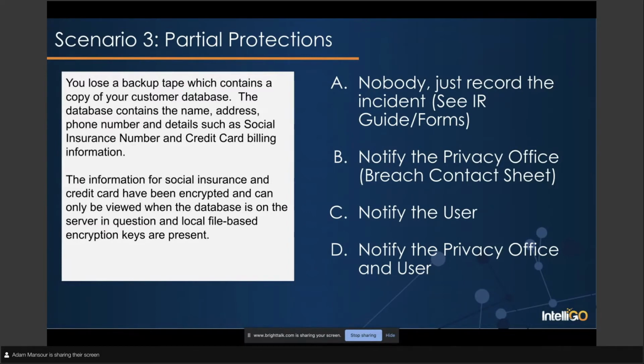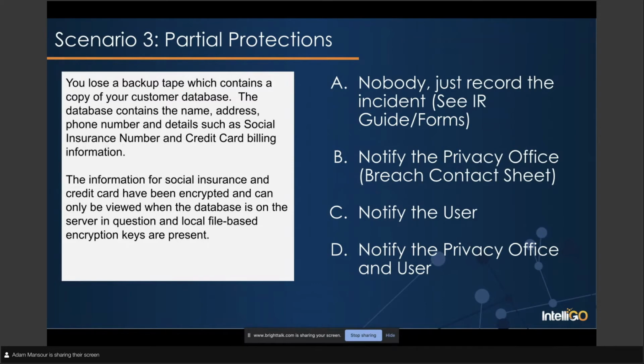What if you had a database with customer information on it, such as names, addresses, phone numbers, and you also had social insurance and credit card billing information in that database? But you had the database components encrypted. The credit card and the social insurance number were very well protected so that they could only be accessed on the server. But you lost the backup tape with the encrypted copy of those two fields, but the rest of the fields were open. In this case, would you notify the user, the privacy office, or the privacy office and the user? And this is another great example of how, our next webinar will talk about whether partial protections on the information were good enough.